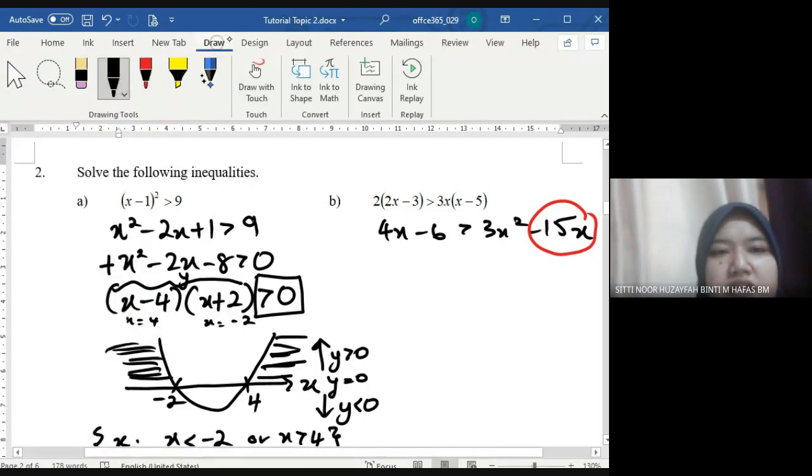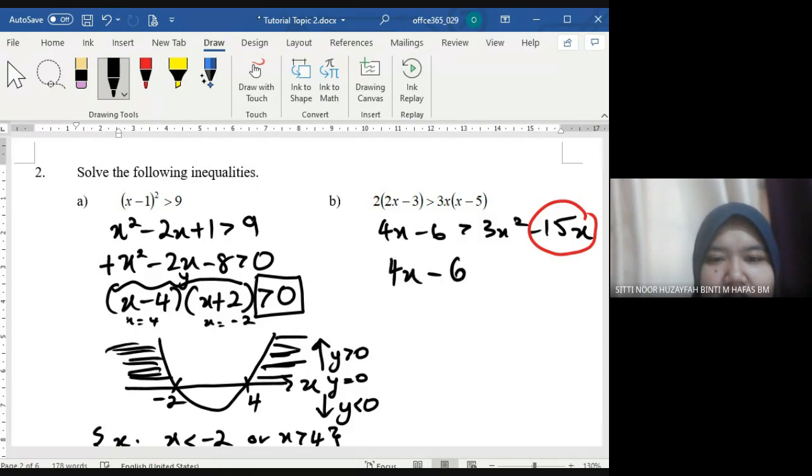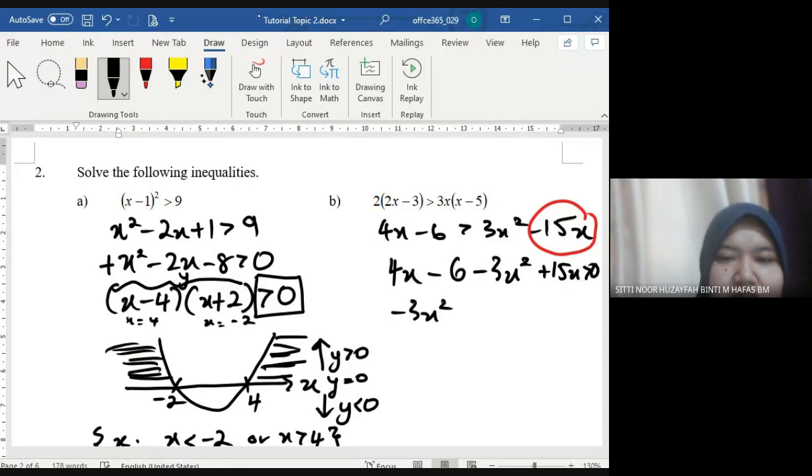So, sekarang kita betulkan balik kita punya inequality tu. So, sepatutnya kita akan dapat 4x minus 6 minus 3x squared plus 15x more than 0. So negative 3x squared, 15 plus 4 is 19x minus 6 more than 0.